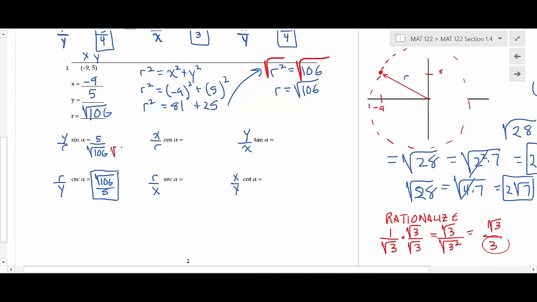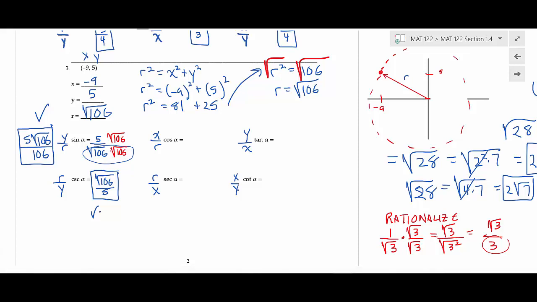So typically you're going to multiply by whatever that radical is. What I'm going to do on this one is multiply by root 106 over 106. Then if you go straight across, you'll have 5 root 106, and then the square root of 106 squared is just 106. So that would be the answer. That's rationalized. And notice the cosecant was already rationalized, so we don't have to worry about that.